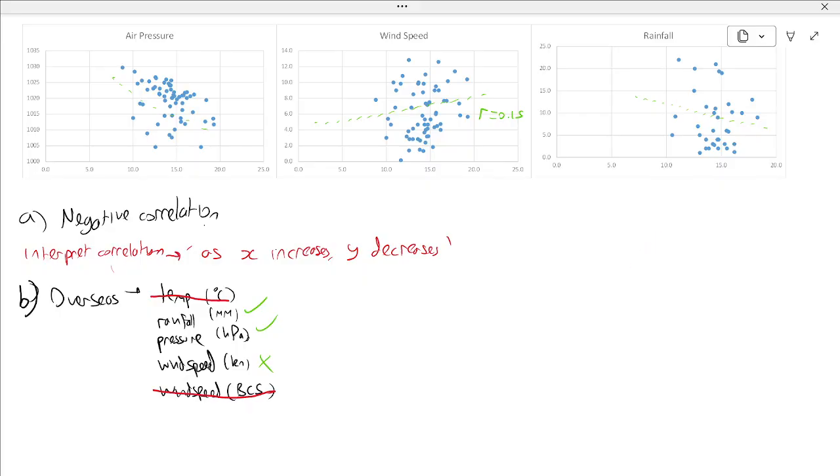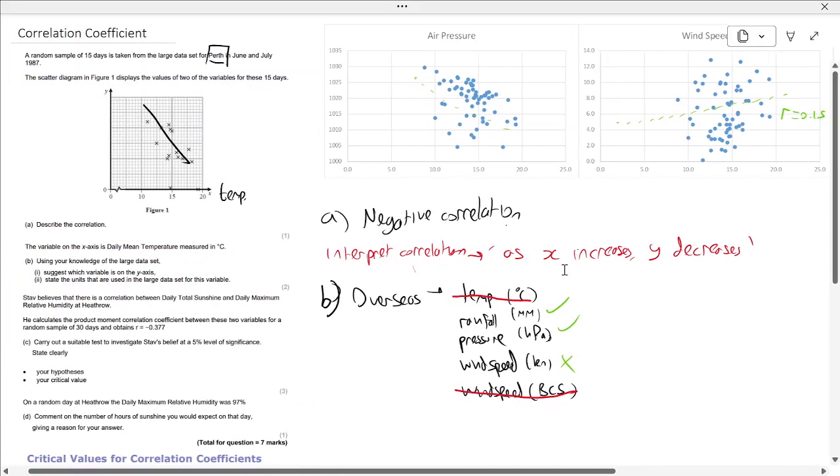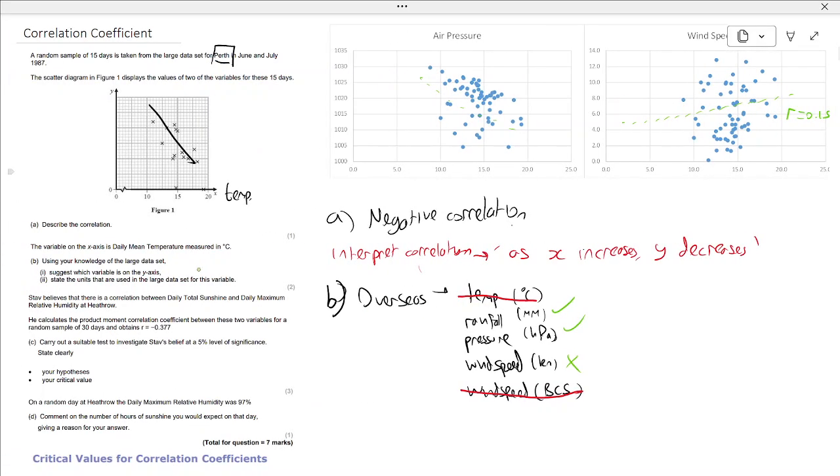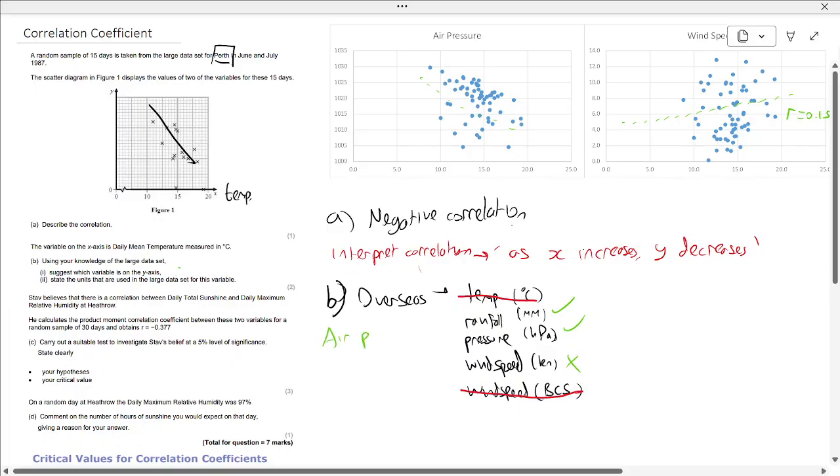So this is why I don't like this question. Even I'm looking at this data, it's very not clear what the correlation is for rainfall. Air pressure seems to be the only one, which is somewhat clear. Okay, so suggested variable, we'll go with rainfall. We'll go with air pressure, although I would have just had to guess on the exam if I was taking it.